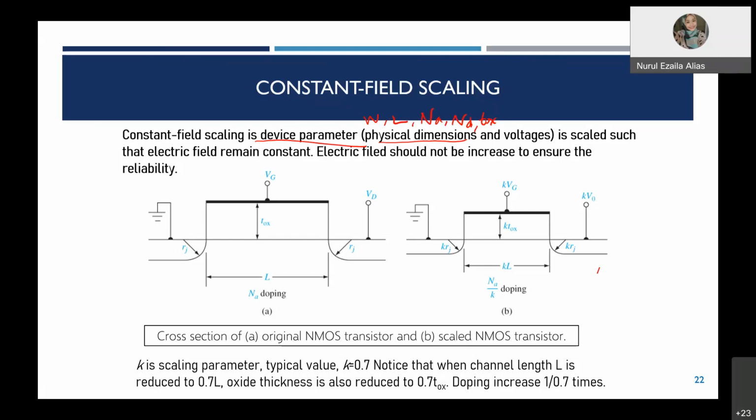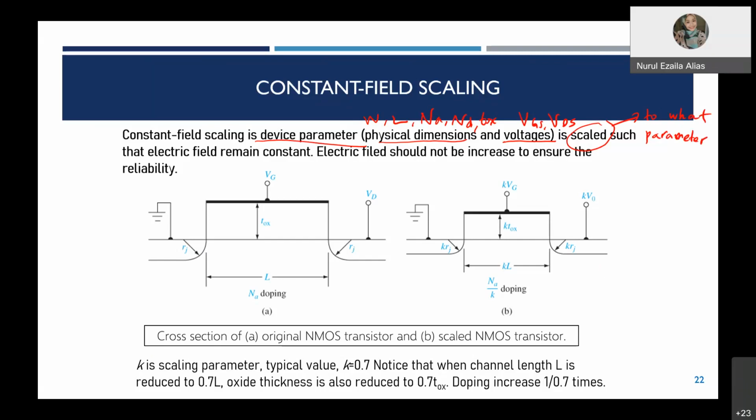You can see the parameters and know how much the length is, and also the voltage, how much we apply to the gate, VGS, and how much we apply to the drain, VDS. These parameters are actually being scaled. Being scaled means scaled by what factor? One of the parameters introduced in constant field scaling is the K parameter.